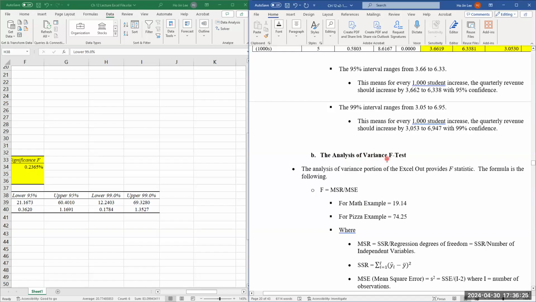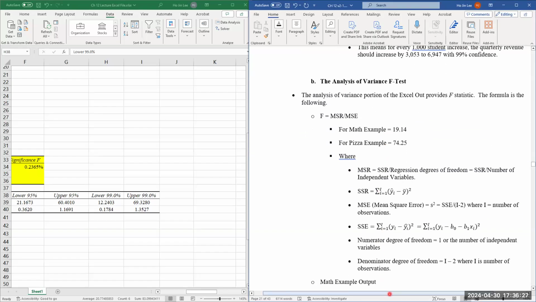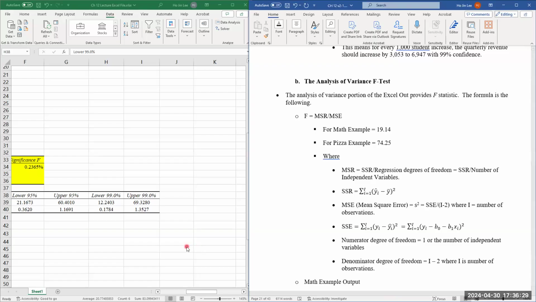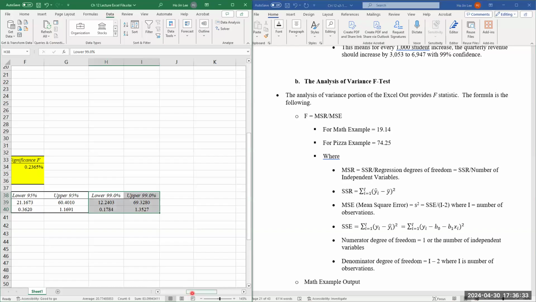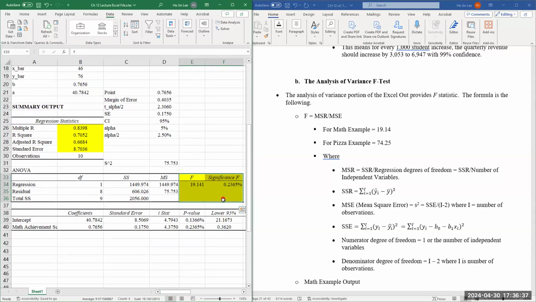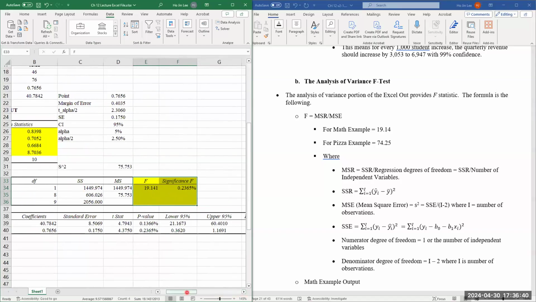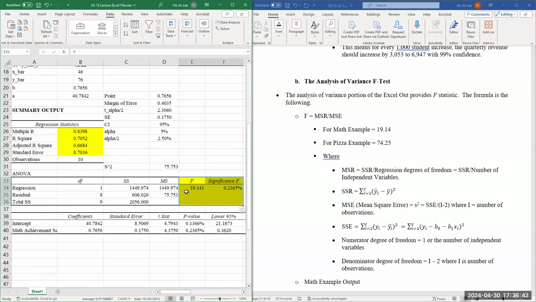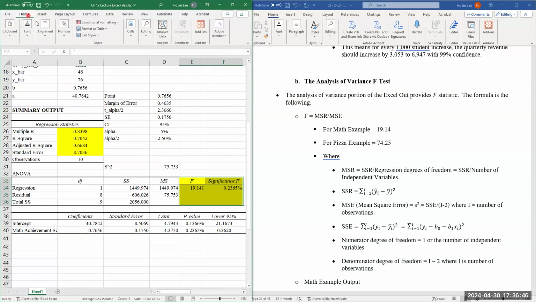Analysis of variance, F-test. Like we learned in chapter 10, at the tail end, we learned about the F-test. They even have an F-test here. There it is. So what is the F-test here? It's not the ratio of the variances. This is actually something different. Let's talk about this.